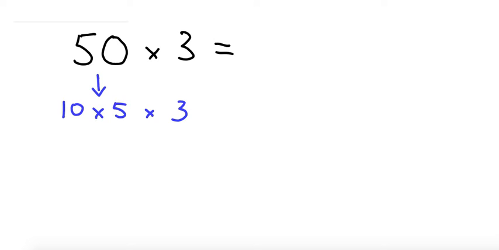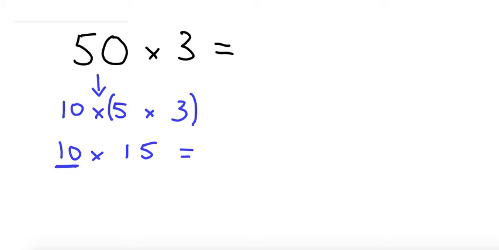So what we can do is look for a familiar multiplication fact, and I can see one here, 5 times 3. And if we solve that and multiply that by the 10, then we've worked out 50 times 3. We've just broken it down. So let's do it. 10 times, well, what's 5 times 3? 5 times 3 is 15. So all we've got to do now is use what we know about multiplying by 10 to work out 10 times 15. When we multiply by 10, all we do is add a 0.